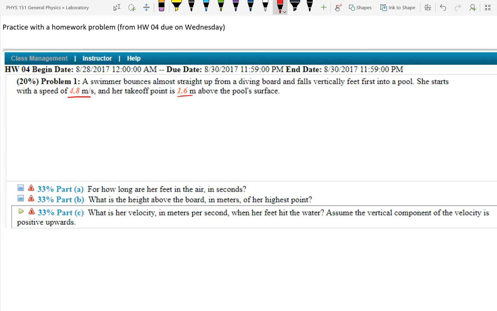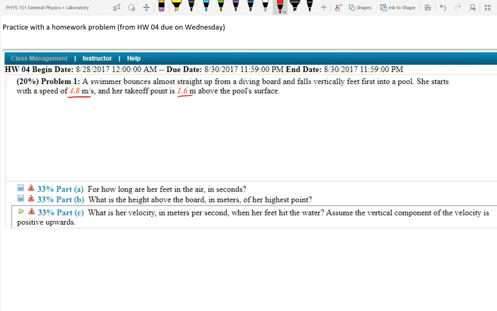Draw the picture. Now notice it said almost straight up from the diving board. Why didn't it say straight up? Yeah, she would have landed on the diving board. That kind of would have been a problem. Now, she is staying vertically, so she just would have been balancing, but we wanted to go into the water. So they say almost straight up, and that's kind of physics code for pretend it's straight up, but yet she doesn't hit the diving board on the way down. So we're going to treat this as one-dimensional motion.